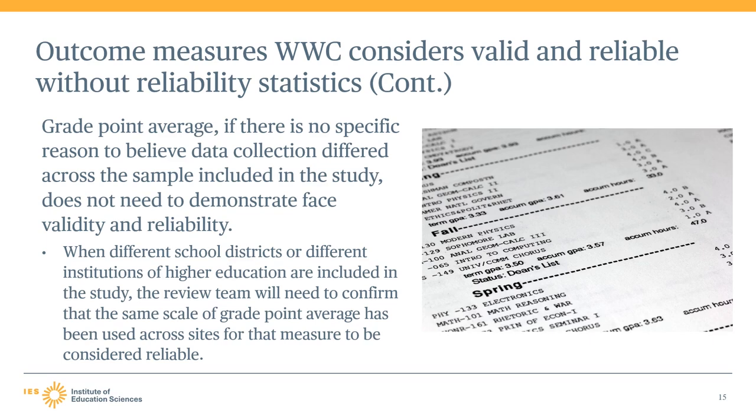Another common form of administrative records used to assess outcome measures are grade point averages or GPAs. Again, the WWC typically assumes that grade point average outcome measures have face validity and reliability, assuming consistent data collection has been used across the sample included in the study. However, it is important to know that if a study includes different school districts or different institutions of higher education in the same study, the WWC review team will need to confirm that the same scale of grade point average has been used across sites in order for that measure to be considered reliable.